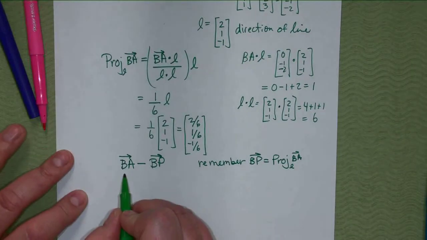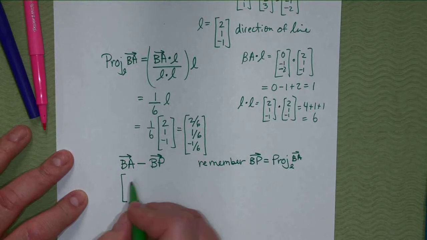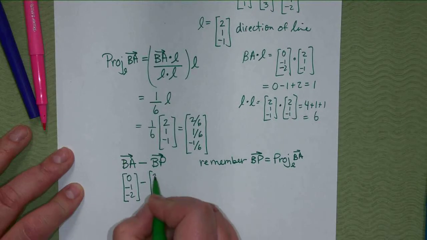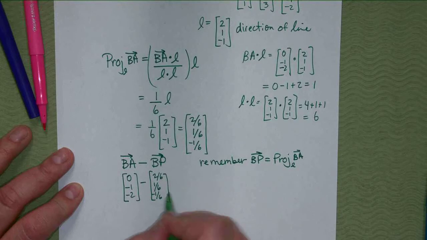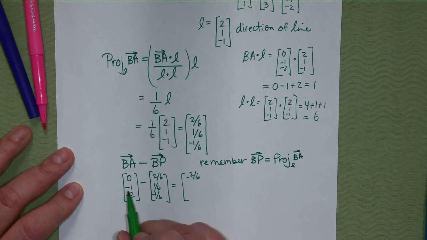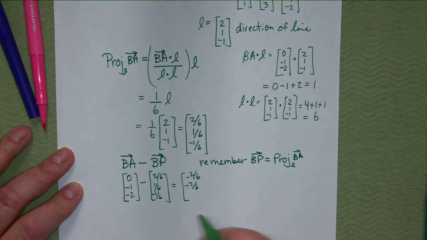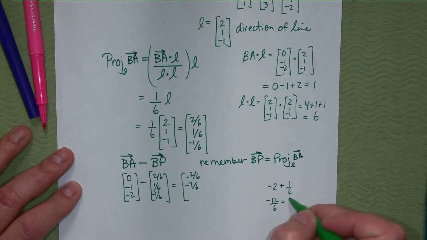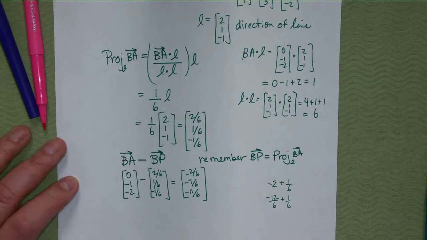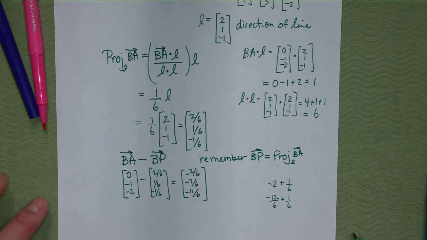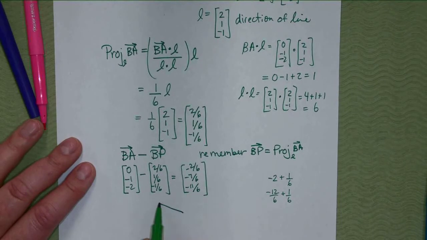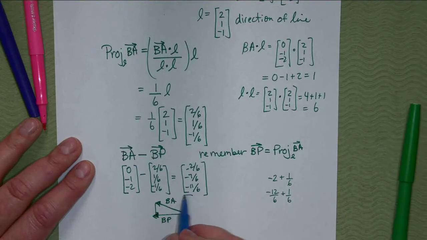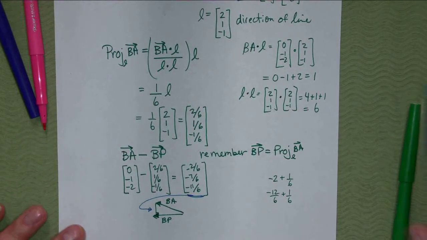So BA is 0, -1, -2, minus -1, -1/6, -2 plus 1/6, okay, so that's the vector itself, but we want to know how long that vector is. We want to find the length.